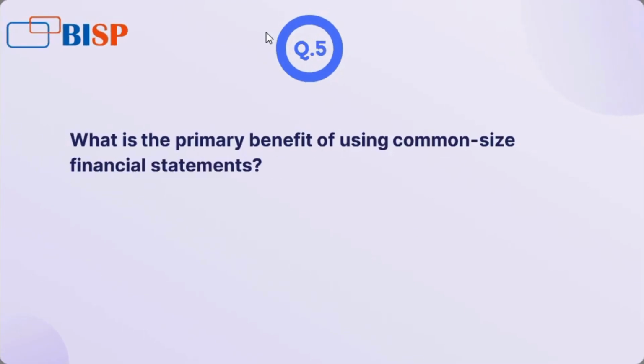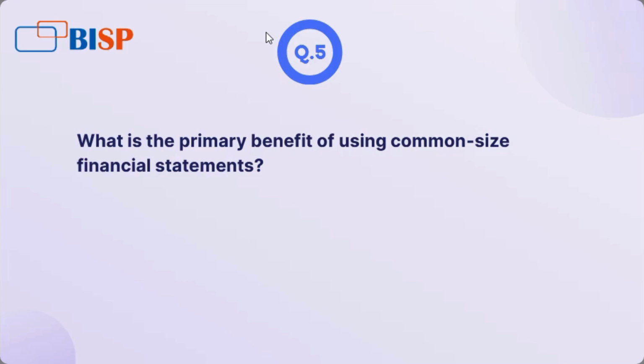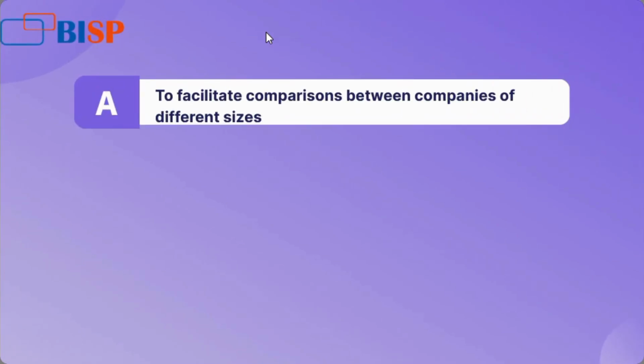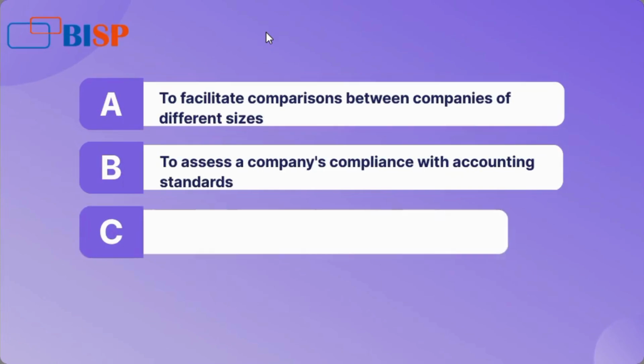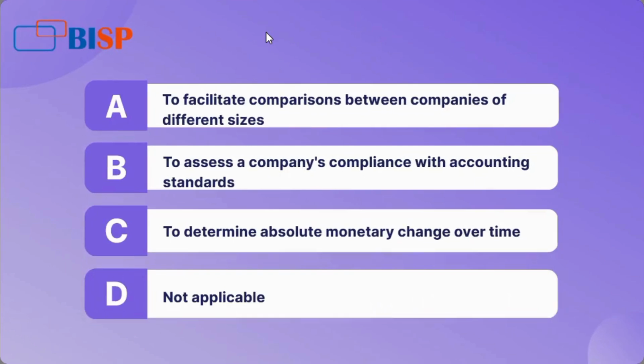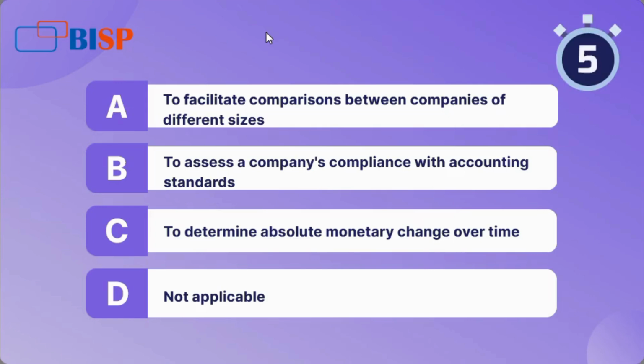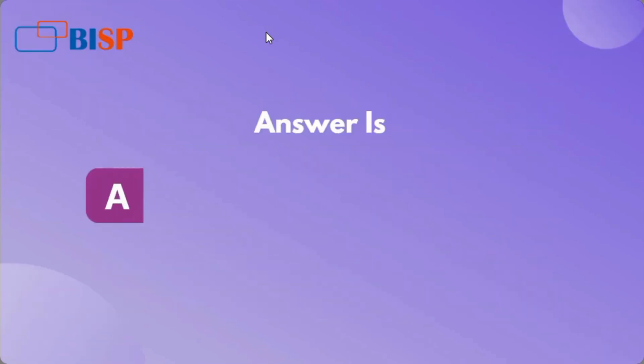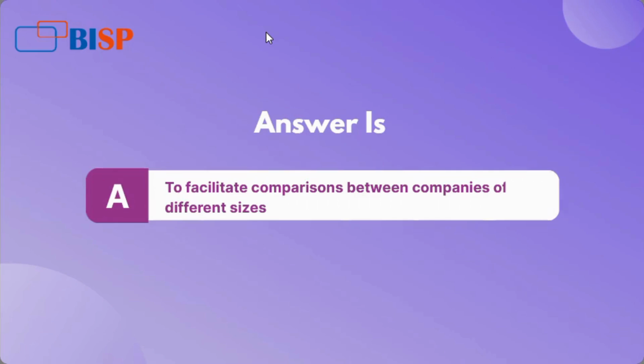What is the primary benefit of using common-size financial statements? A. To facilitate comparisons between companies of different sizes. B. To assess a company's compliance with accounting standards. C. To determine absolute monetary change over time. D. Not applicable. Answer is A. To facilitate comparisons between companies of different sizes.